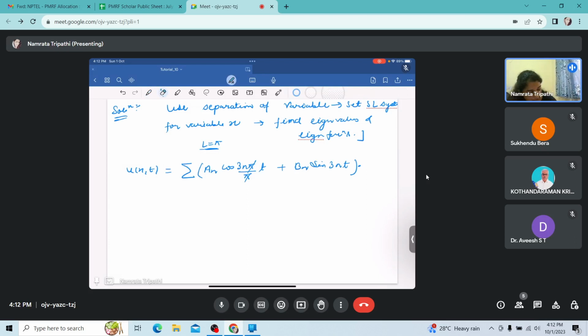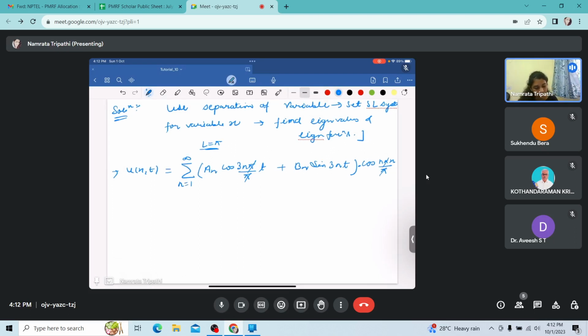When you apply the boundary condition in this case, you will get the expression for cos, not 3n pi x upon L, but n pi x upon L, where L is pi. So we will get nx. Are you getting how to find the expression for u(x,t)?